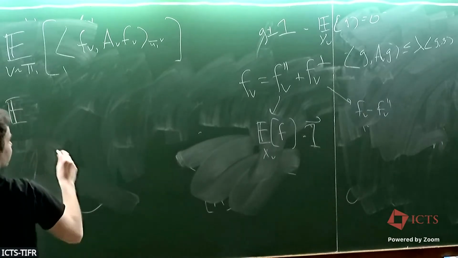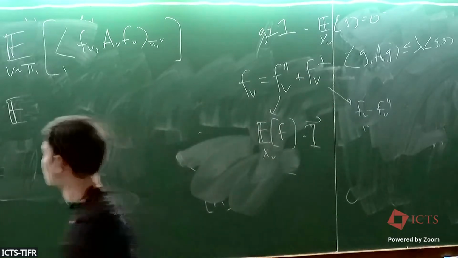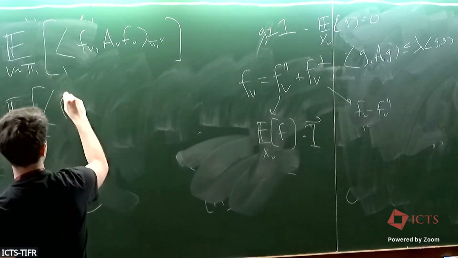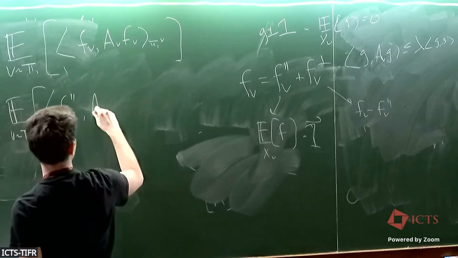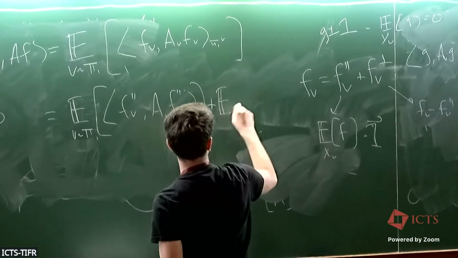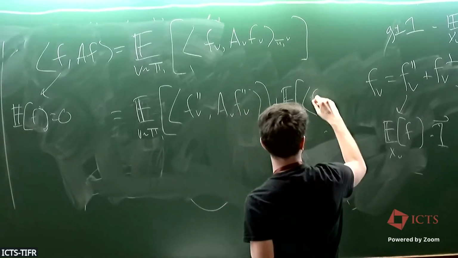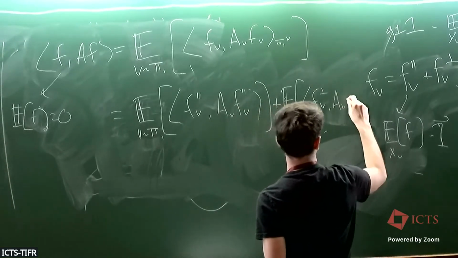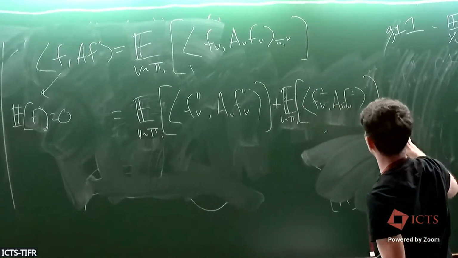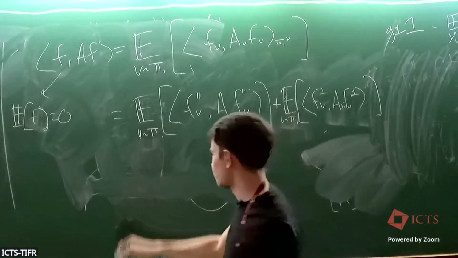I can break this inner product up using the fact that these are orthogonal: the parallel and perpendicular parts have inner product 0. I can split up this inner product as FV parallel, AV, FV parallel, plus the expectation of FV perp, AV, FV perp. Okay, so far so good. I just split up the parallel and perpendicular parts. I haven't done anything particularly clever.